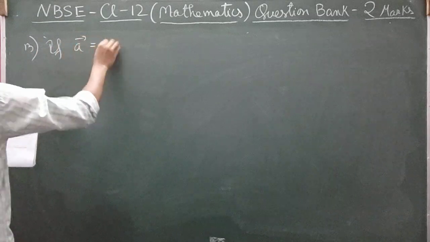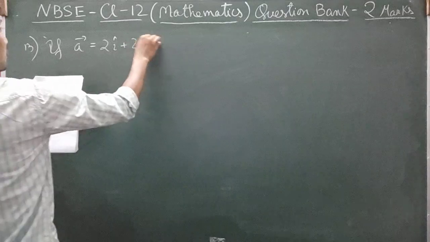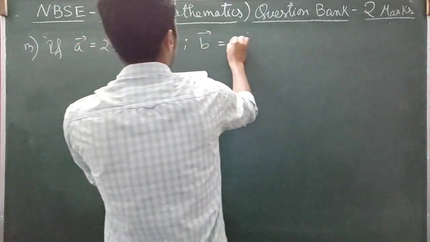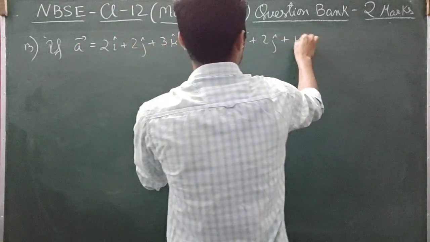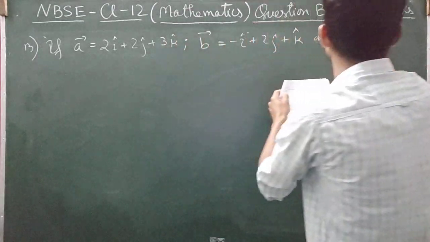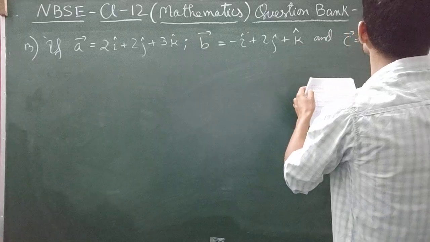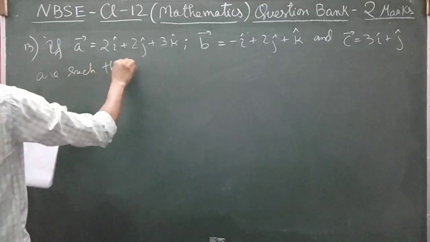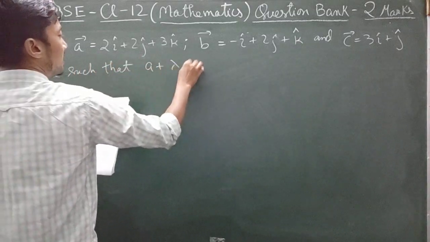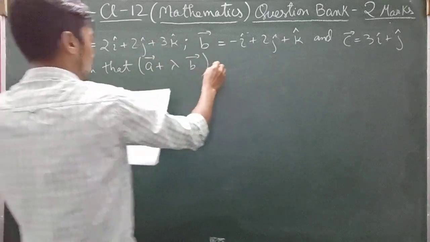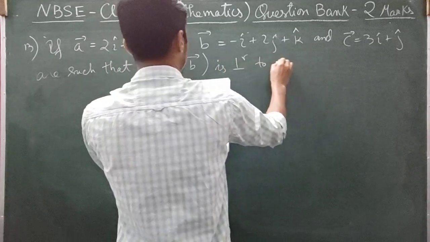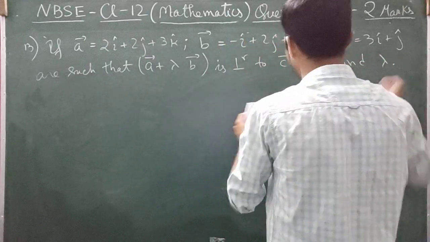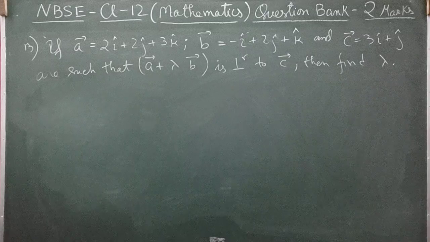If vector A, that's from vector algebra, is 2i + 2j + 3k, vector B is minus i + 2j + k, and vector C is 3i + j, are such that vector A plus lambda B is perpendicular to vector C, then find the value of lambda. Alright, we'll find out the value.